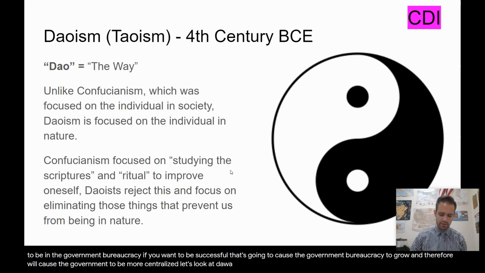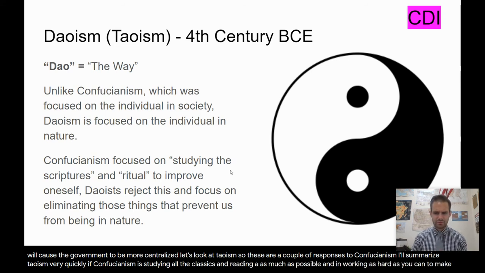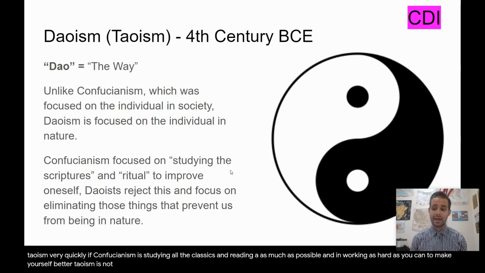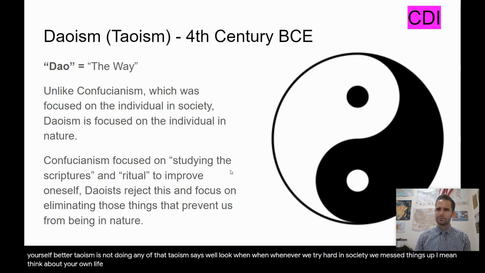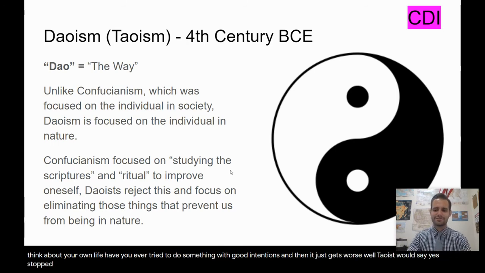Let's look at Taoism. So these are a couple responses to Confucianism. I'll summarize Taoism very quickly. If Confucianism is studying all the classics and reading as much as possible and working as hard as you can to make yourself better, Taoism is not doing any of that. Taoism says, well, look, whenever we try hard in society, we mess things up. I mean, think about your own life. Have you ever tried to do something with good intentions and then it just gets worse? Well, Taoists would say, yeah, stop trying so much.